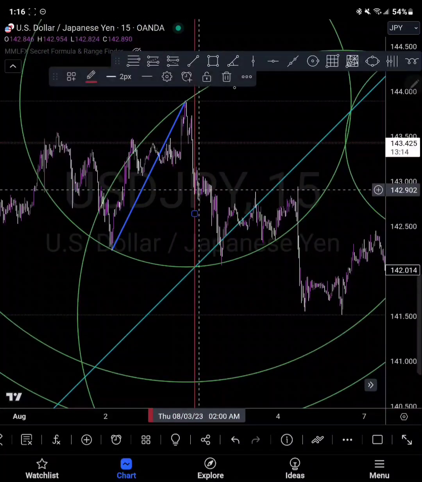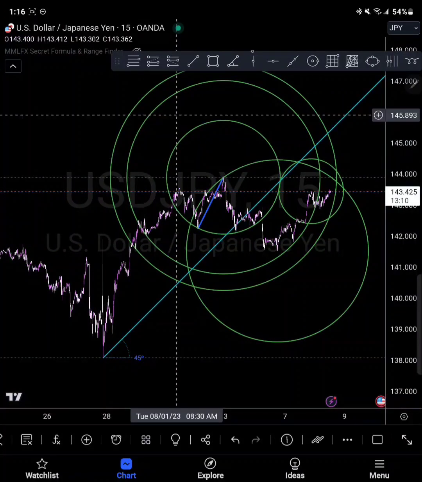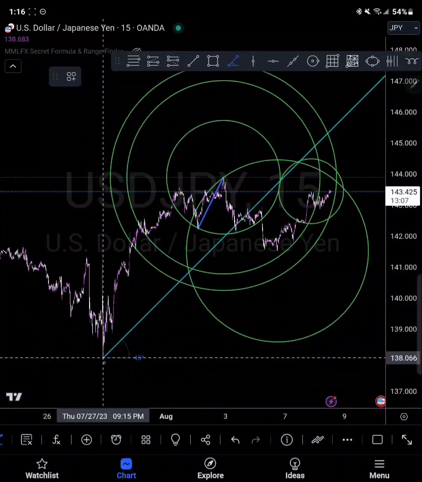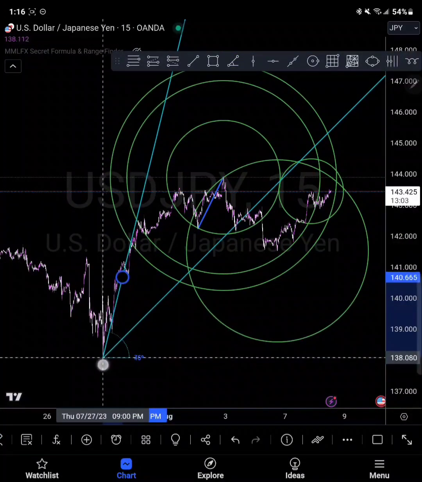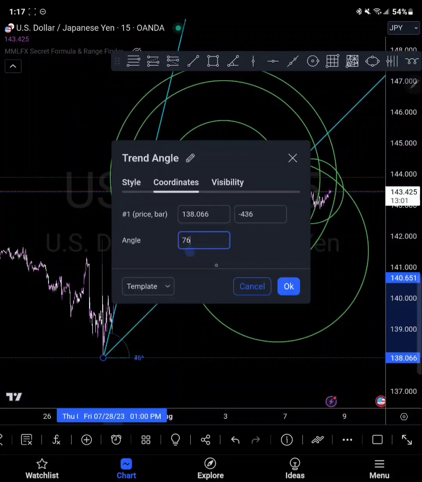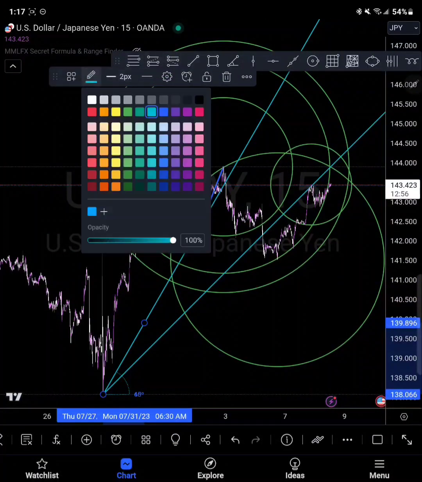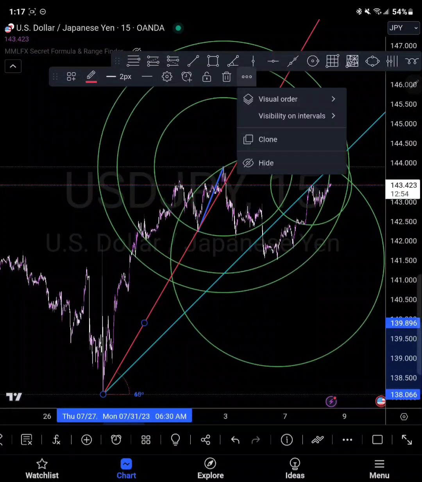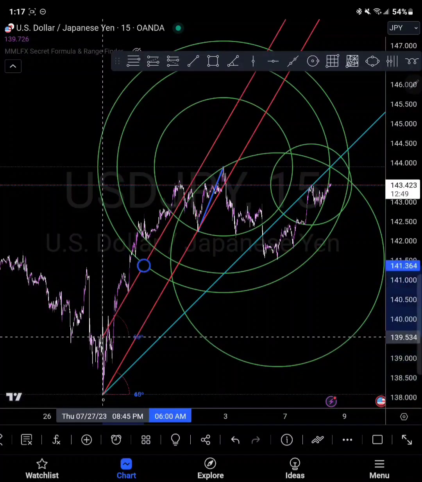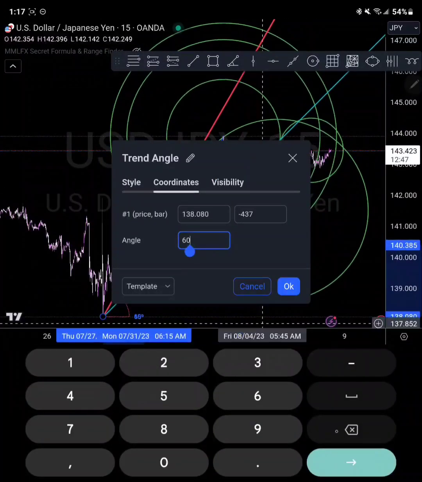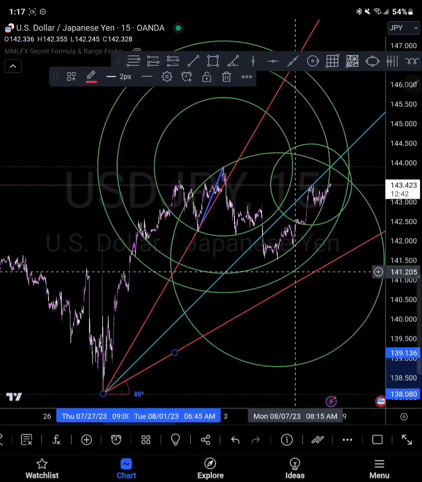Things get a little spooky when you start scaling your chart properly and you really understand what these angles are doing. So, 45-degree angle, and we are going to draw another angle off of this origin point, and we're going to make it 60 degrees. I'm going to make it red so you can see it. And then I'm going to make this one 30 degrees. So 30 degrees, 45 degrees, and 60 degrees.